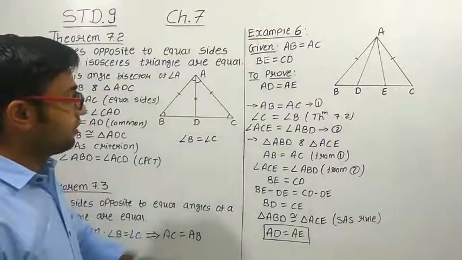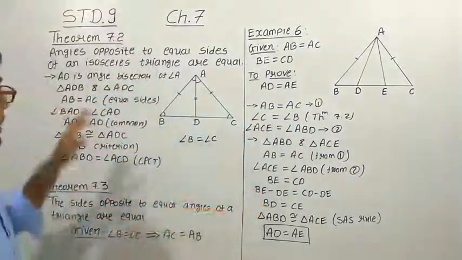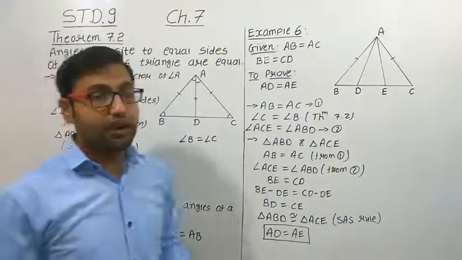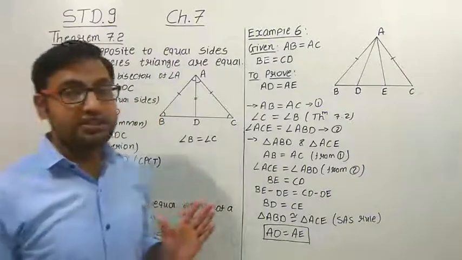Okay, so see here we are using the concept of theorem number 7.2, that is the angles opposite to the equal sides of an isosceles triangle are equal. Okay, so this is all about this lecture.